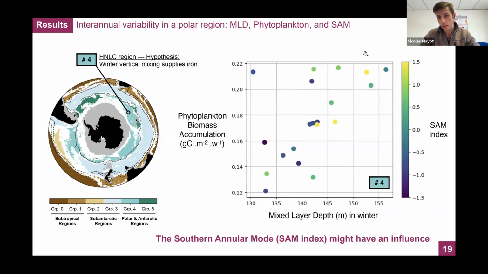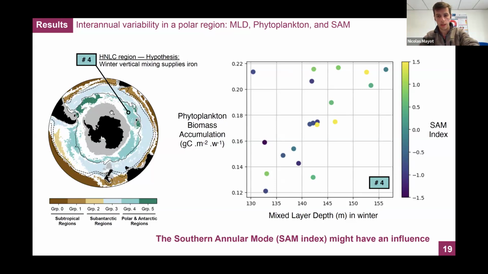And it looks like when you have a SAM index which is more positive, you are mostly going to have a deeper winter mixture depth and a higher biomass accumulation in the HNLC region, versus when you have a year with a negative SAM index. So SAM is probably one of the environmental factors that explain the internal variability of the phytoplankton phenology in this region.